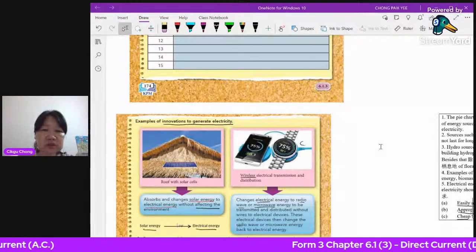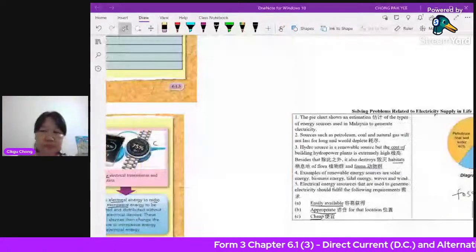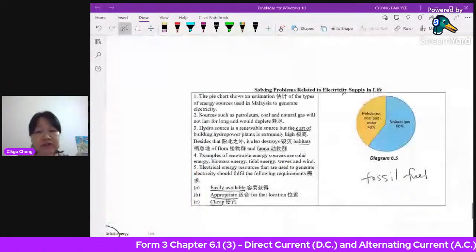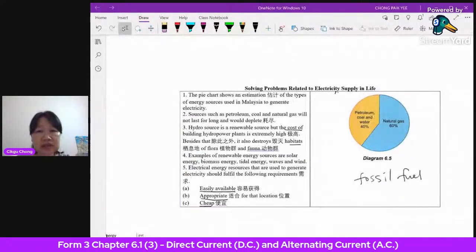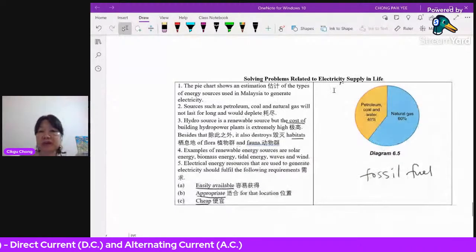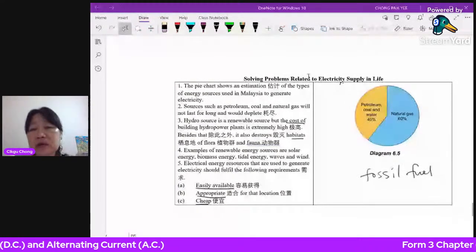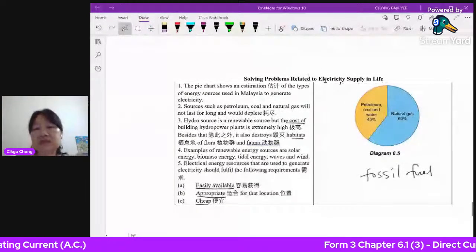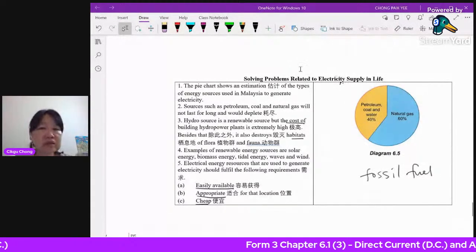So solar cells are one of the more innovative and very environmentally friendly options. Okay, let's look at all this, solving problems related to electricity supply in life. So what is our main concern? Okay, all the scientists, what is our main concern in terms of energy usage?